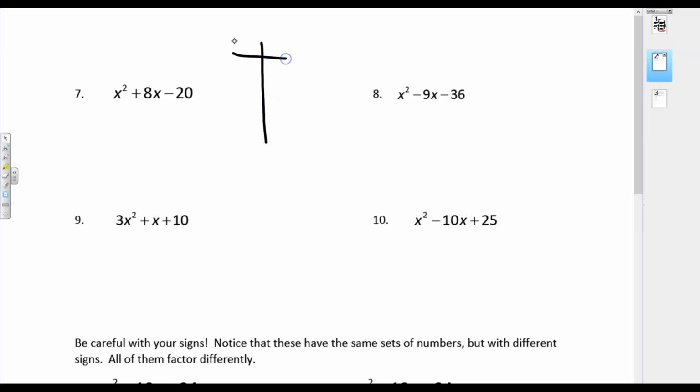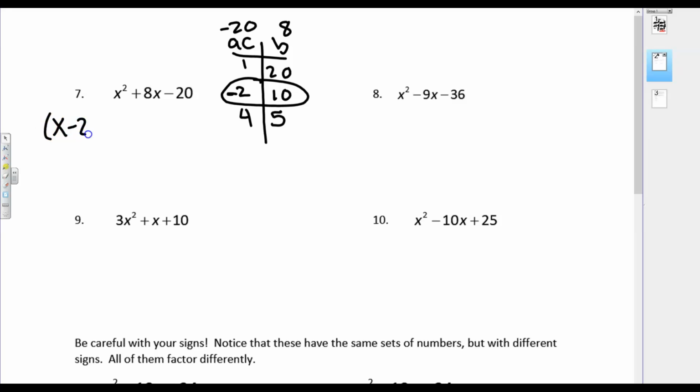I'm still going to look for a times c and adding to b, where my a times c is negative 20 and my b is 8. So that'd be 1 and 20, 2 and 10, 3 doesn't go in, 4 and 5. Looking at this, if I do 2 and 10, where the 2 is negative, I can jump straight to factored form. This becomes x minus 2 times x plus 10. All right, I want y'all now to do number 8 on your own.